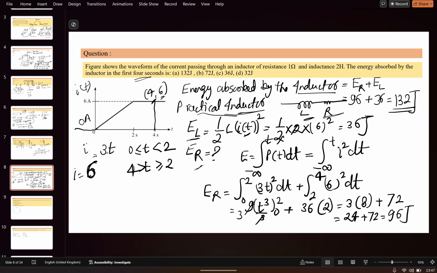The I equation between 0 and 2 is 3t, so (3t) square, plus between 2 and 4 it is 6 square dt. So it will come out to be 9 t cube by 3, plus 36 multiplied by 2, which is 72, plus 3 multiplied by 8, which is 24. That gives 96 joule. Summing up the overall energy absorbed, 96 plus 36 comes out to 132 joule. I hope you have got the solution for this question. Let's move to the next part.